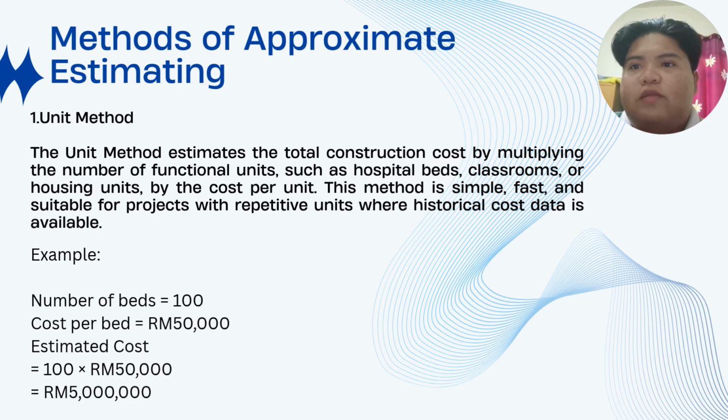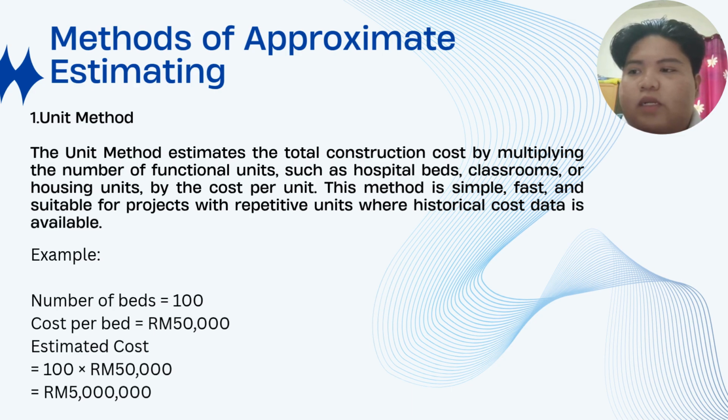Next, method of approximate estimating. First, unit method. The unit method estimates the total construction cost by multiplying the number of functional units such as hospital beds, classrooms, or housing units by the cost per unit. This method is simple, fast, and suitable for projects with repetitive units where historical cost data is available.